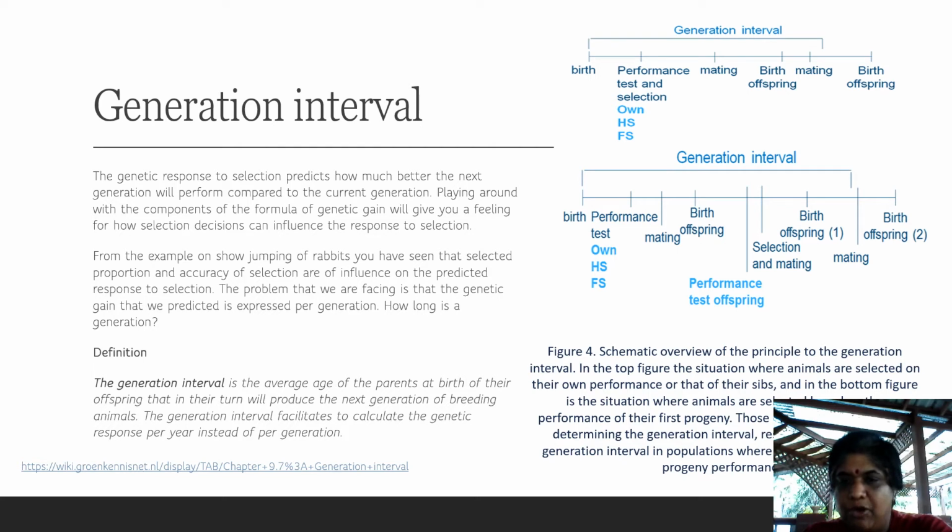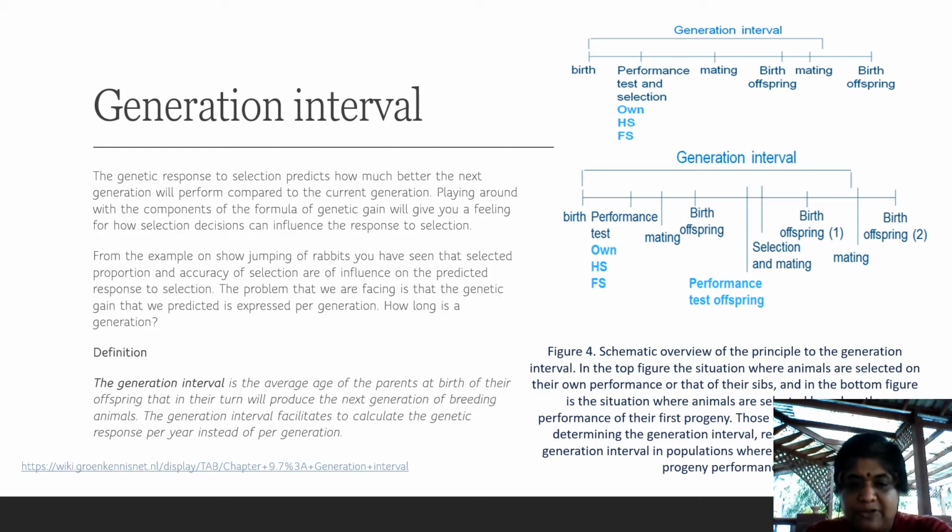If you look at this figure 4, it shows from birth to birth of offspring. This is where you see birth, then you look at where it reaches adulthood, you have the performance test and selection, own performance, that means they are selected by their own, maybe half sibs, full sibs, then they mate and have offspring. There's another generation interval, same thing: mating, birth, offspring, performance test of the offspring, then selection again. This is where you impose selection. Again, birth, offspring, mating, and birth of offspring. This is already 2 generation intervals, which shows more accuracy.